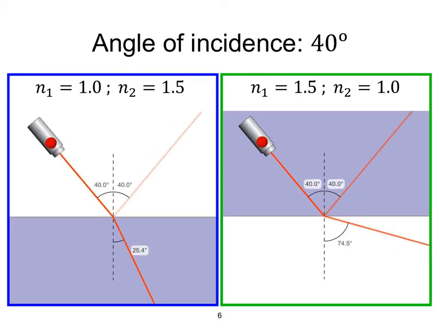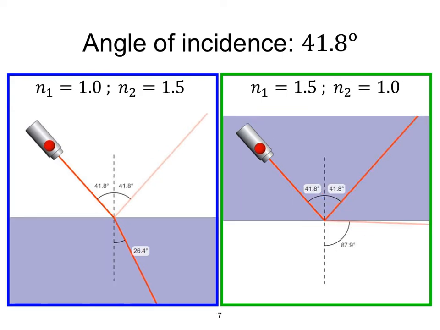As the angle of incidence approaches 40 degrees, the angle of refraction on the right gets closer and closer to 90 degrees. You can also see from the shading of the rays in the diagram on the right that as the angle of refraction approaches 90 degrees, most of the light is reflected. Notice that the angle of incidence is 41.8 degrees, and the angle of refraction on the right, where n1 is greater than n2, is 87.9 degrees.